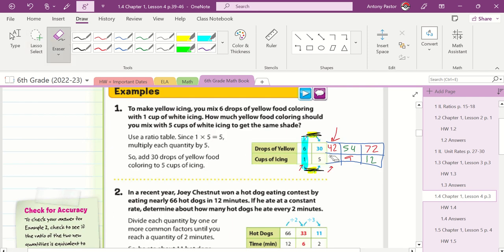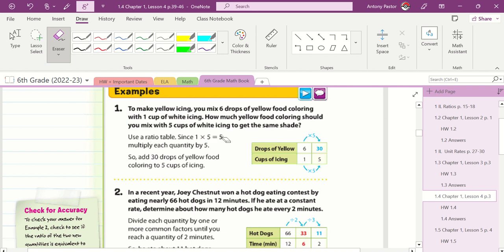Ooh, and there's already writing here, so let's go ahead and erase that. To make yellow icing, you mix 6 drops of yellow food coloring with 1 cup of white icing. How much yellow food coloring should you mix with 5 cups of white icing to get the same shade? So, if I do 5 cups, I'm just multiplying 1 by 5 to get to 5. 6 times 5 will be 30, so that would be our answer for that.